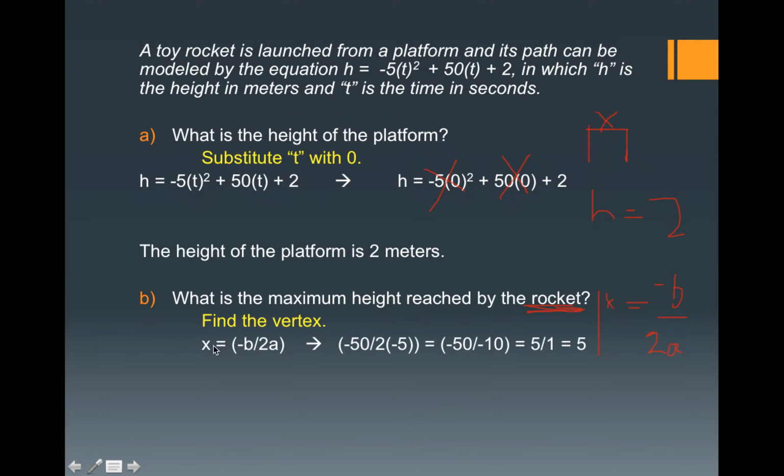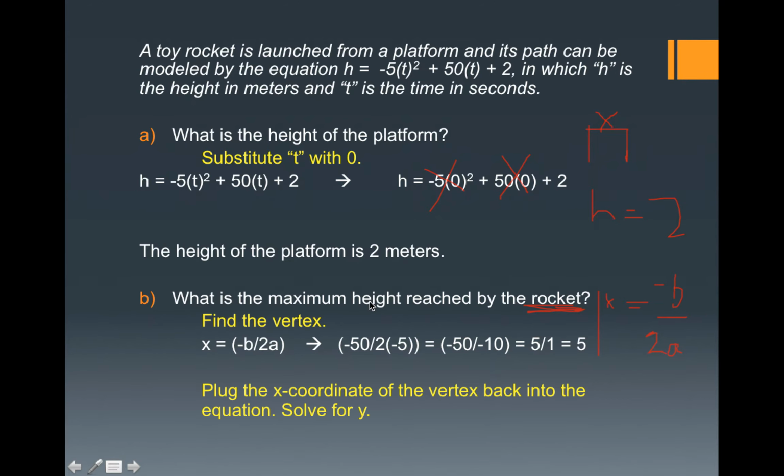so if we plug in the values of a and b from this equation, which remember is still in the format of y equals ax squared plus bx plus c. So we find the a and the b values and plug them into this equation. So negative 50 divided by 2 times negative 5 eventually equals 5, so that we know when the maximum height is attained. It will be 5 seconds, at 5 seconds.